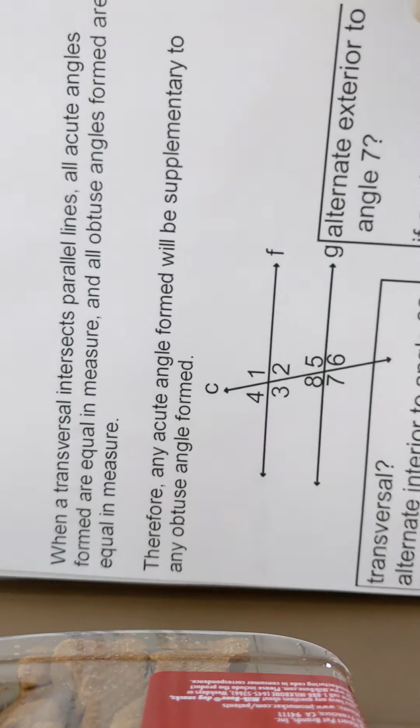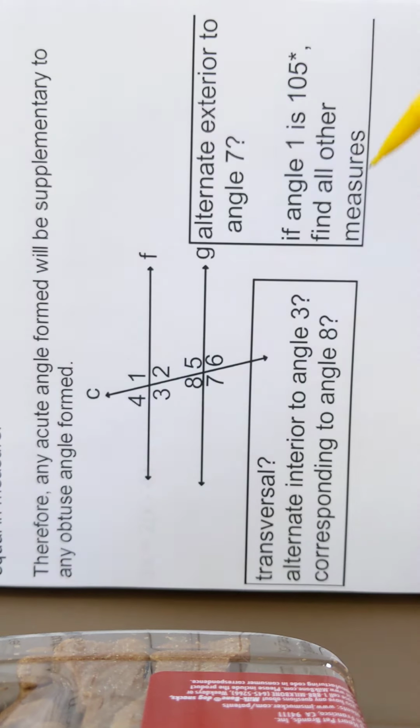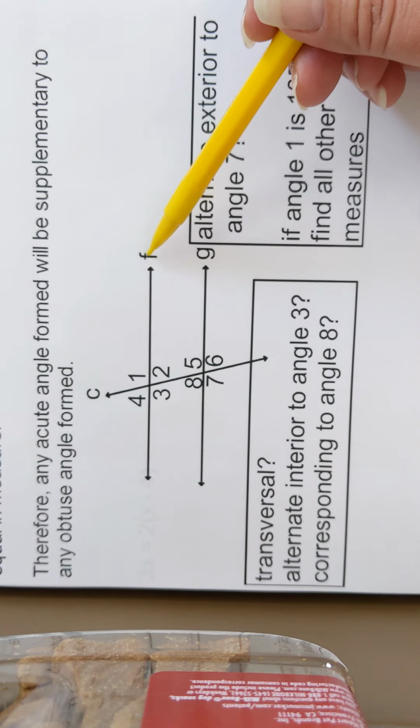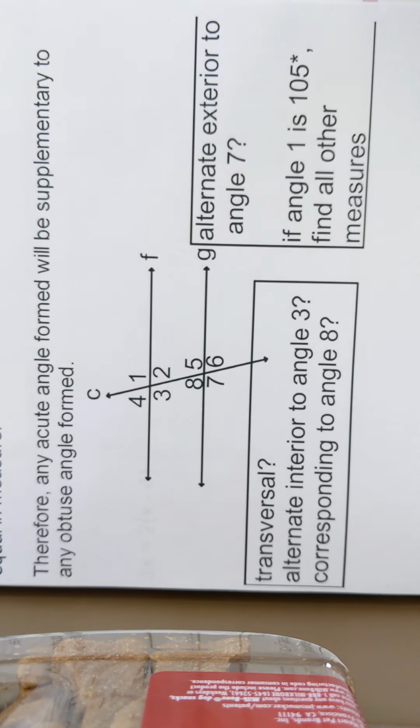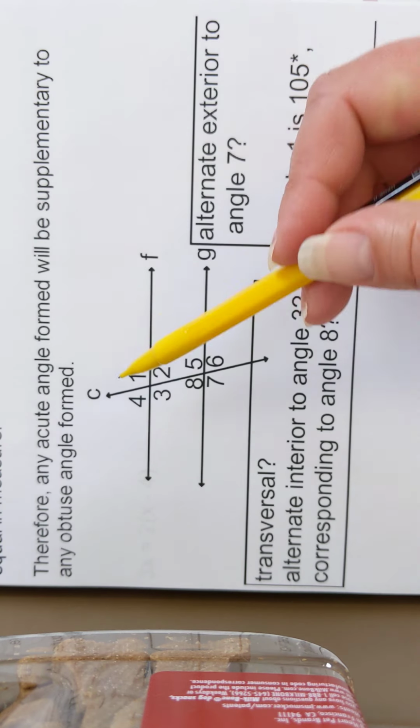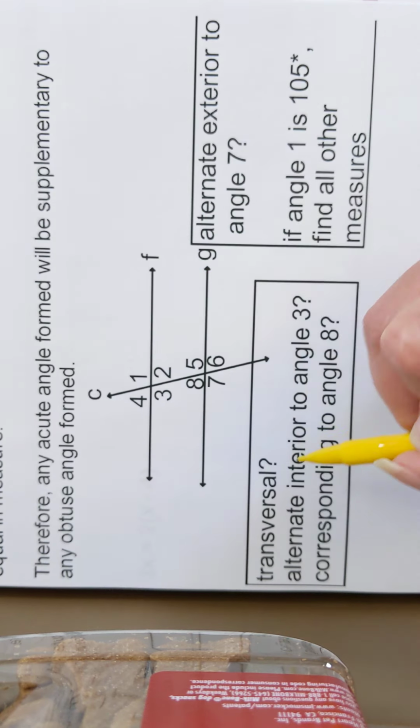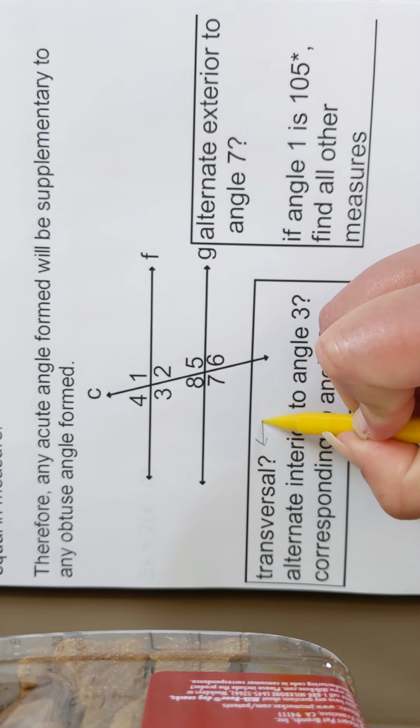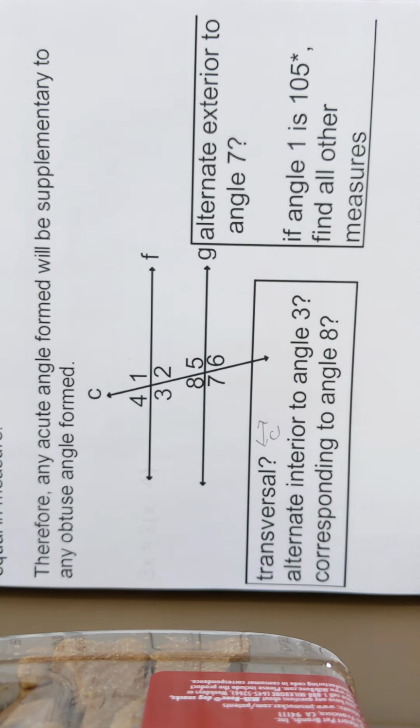All right, so I have a couple of questions that we need to answer on here. Let's start here. What's the transversal on this page? Is it line F, line G, or line C? Remember, the transversal is the one that intersects two lines. So line C will be my transversal.